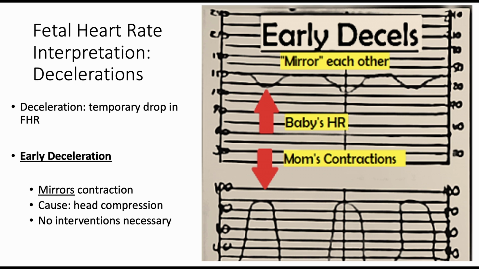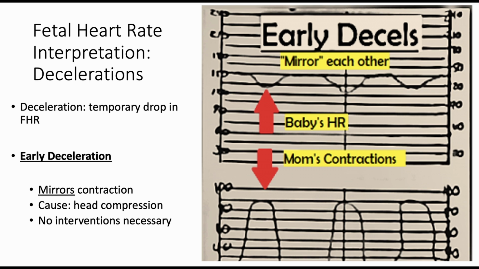The way we're going to know that it's an early deceleration versus the other kinds is that it's going to mirror the contractions. So if we drew a line down from the lowest part of the decel straight down, it's going to line up with the peak of the contraction. So the contractions and the fetal heart rate are mirroring each other. They're trying to touch each other. The lowest part of the decel is going to line up with the highest part of the contraction. That's one way to remember it. If you drew the line down, it's going to line up.